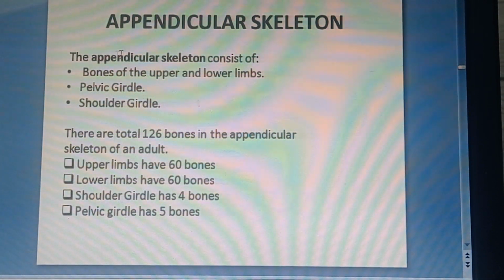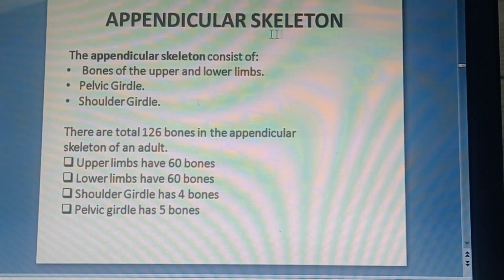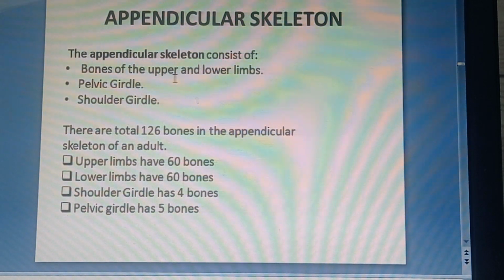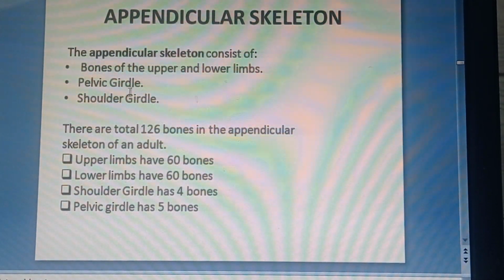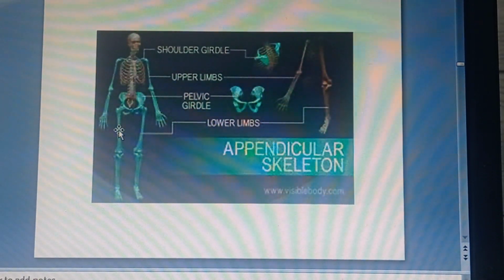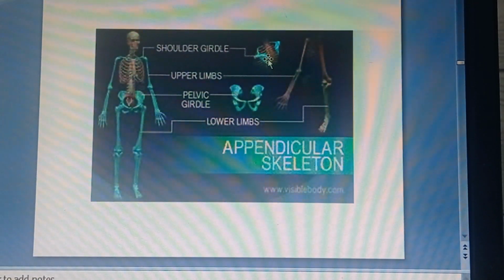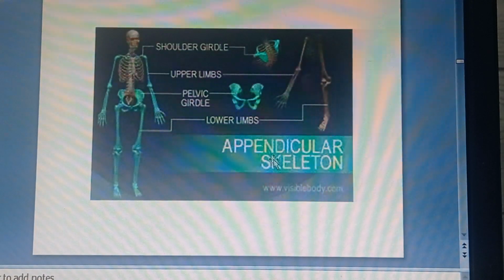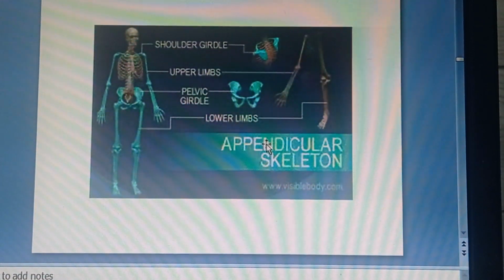Skeleton system divides into axial and appendicular skeleton. Appendicular skeleton consists of bones of upper and lower limbs, pelvic girdle and shoulder girdle. Upper limbs, lower limbs, pelvic girdle and shoulder girdle, they all are included in appendicular skeleton. There are a total of 126 bones.